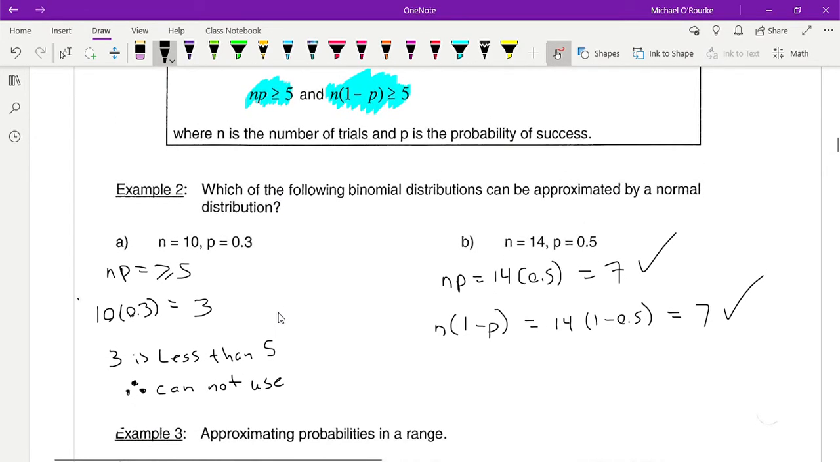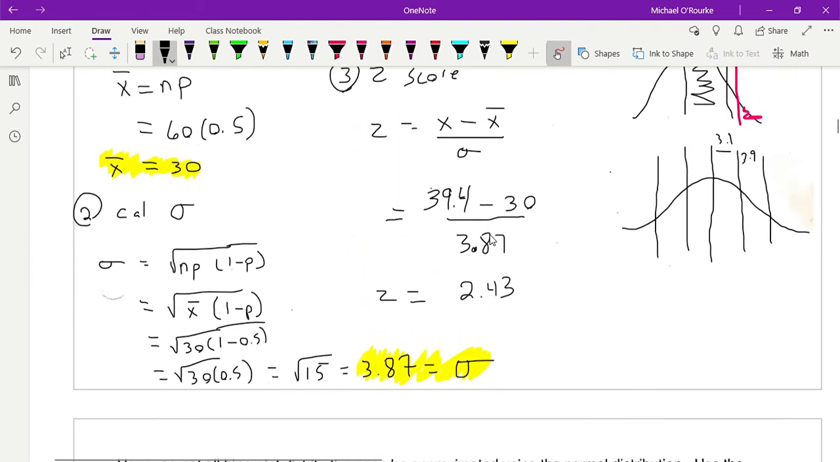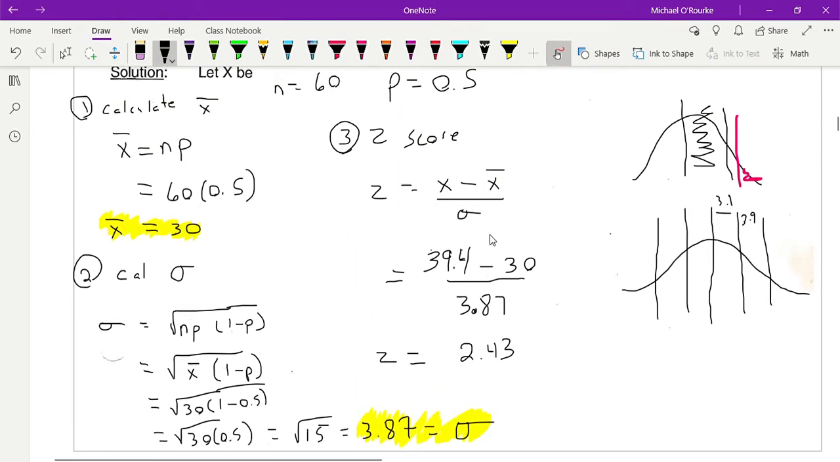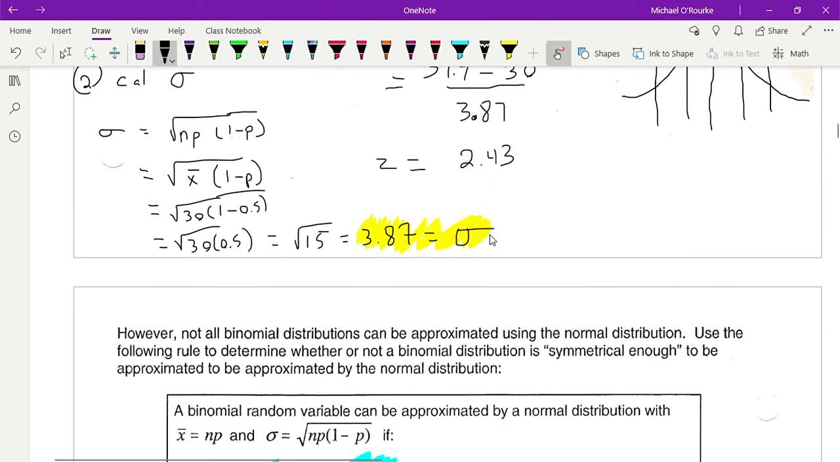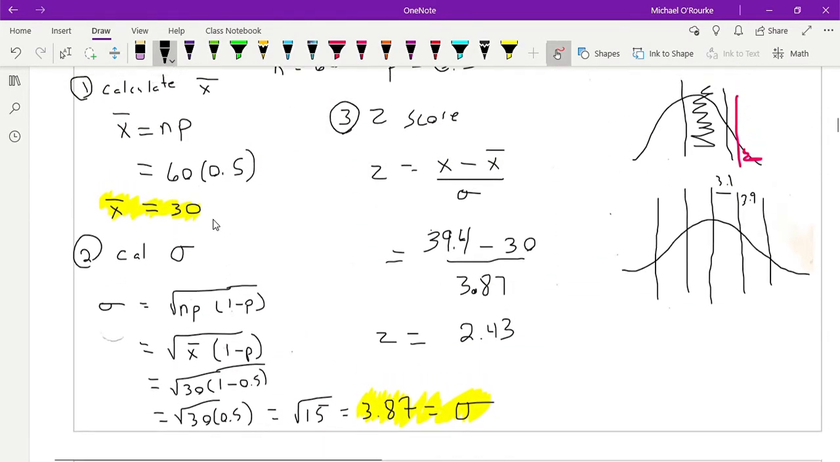You know you can use it if both of these numbers come out higher than 5. Use it for what? If you want to approximate the probability using a z-score, you use the n and the p values. So if you get a question, here, I'll walk you through it.